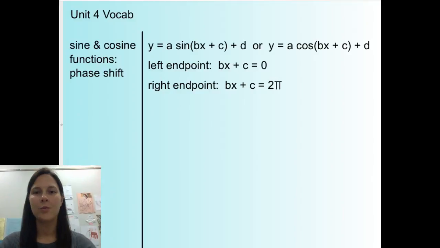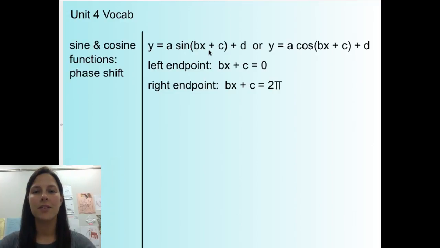In the last section, we saw how to graph transformations of sine and cosine functions, including vertical stretches, vertical shifts, and horizontal stretches. Now we're going to take a look at how to graph horizontal shifts. For a sine or cosine function, these are not called horizontal shifts, they are called phase shifts.